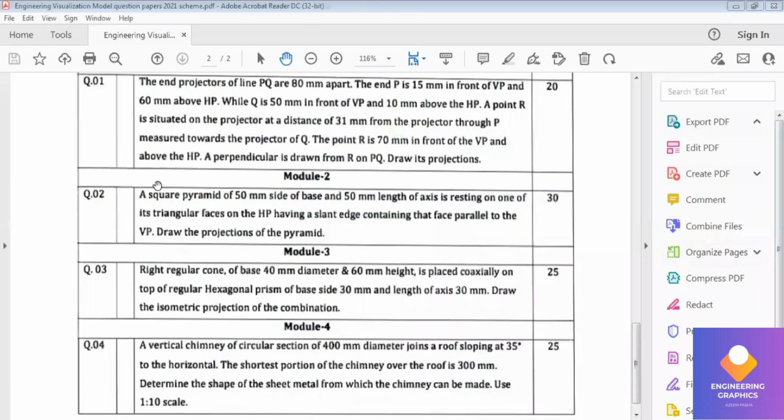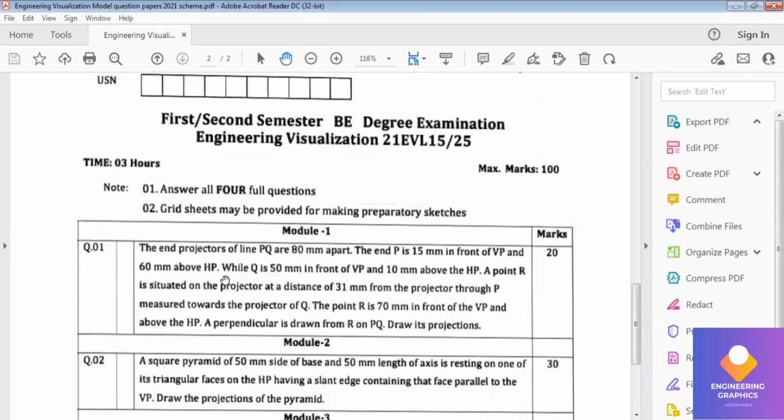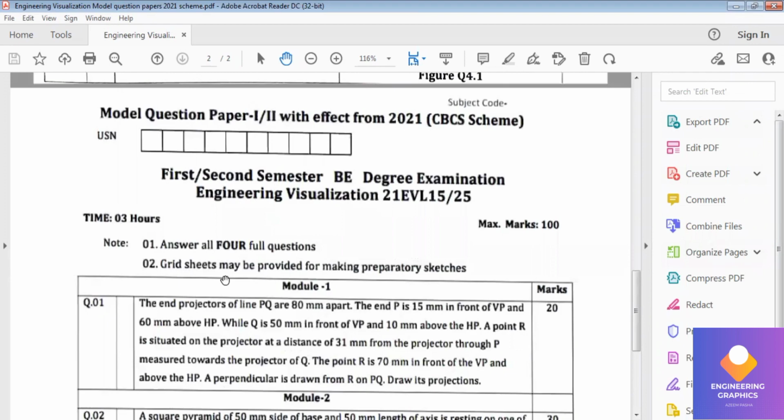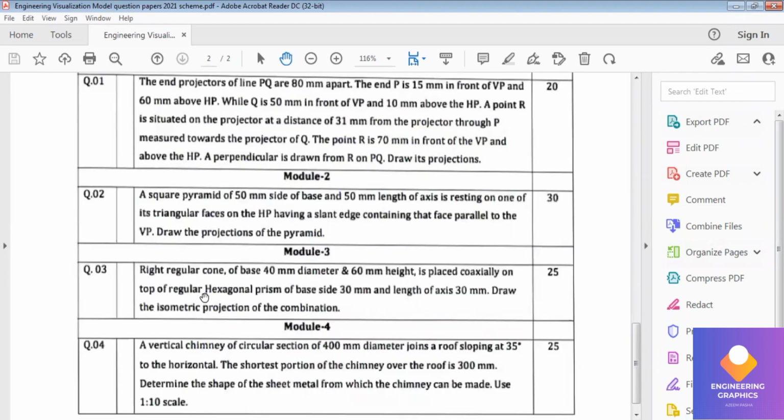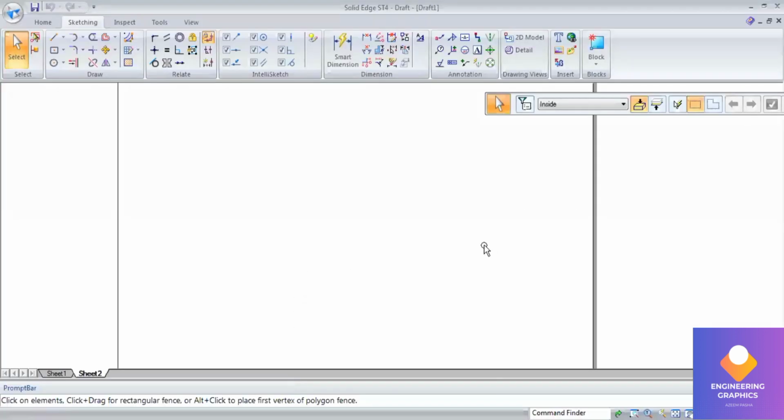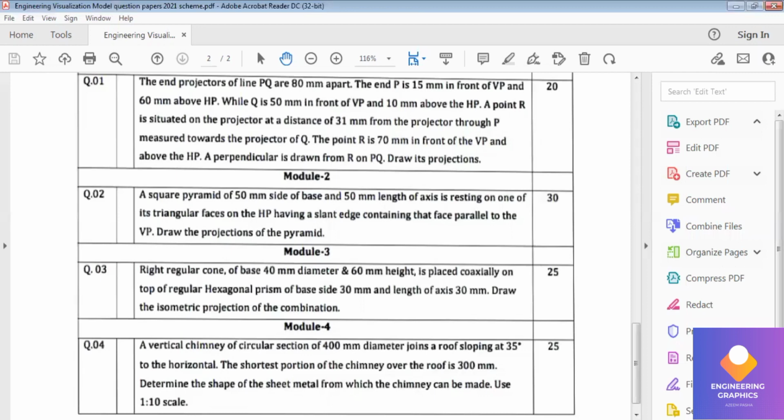Okay, now we complete problem number 3. That is this problem, given it is isometric. Write: a regular cone of base diameter 40 and height 60 is placed coaxially on top of a regular hexagonal prism of base side 30 and height also 60 along the axis. That means first I should construct this hexagon. That is, first I have to draw the orthographic top view.